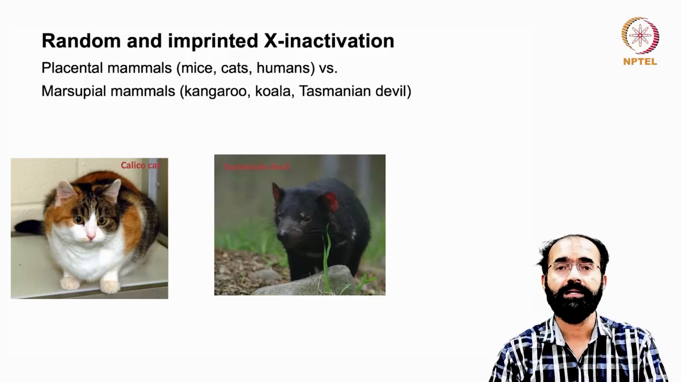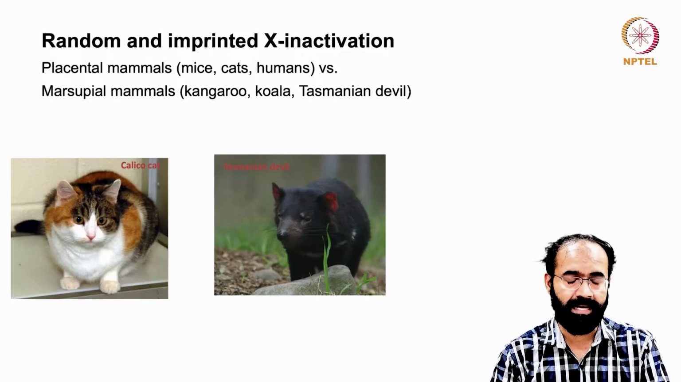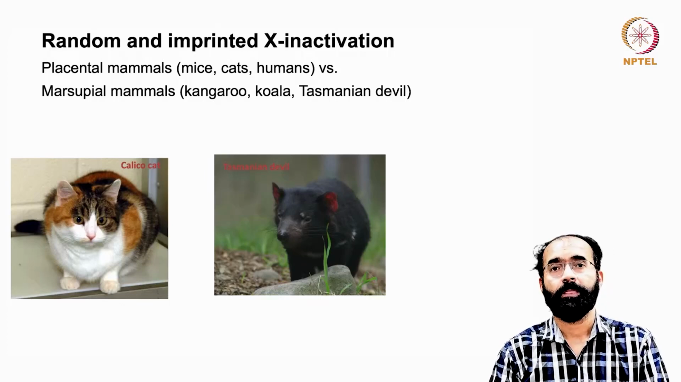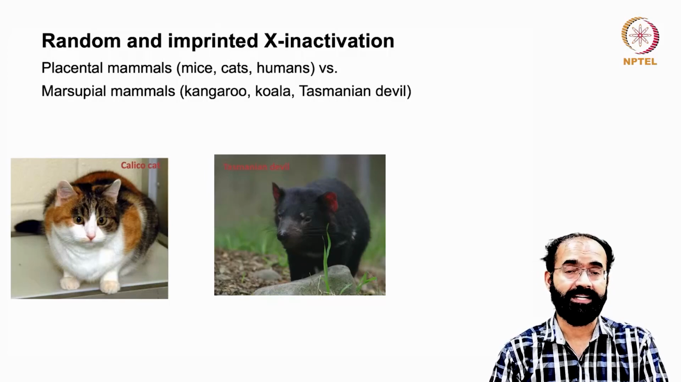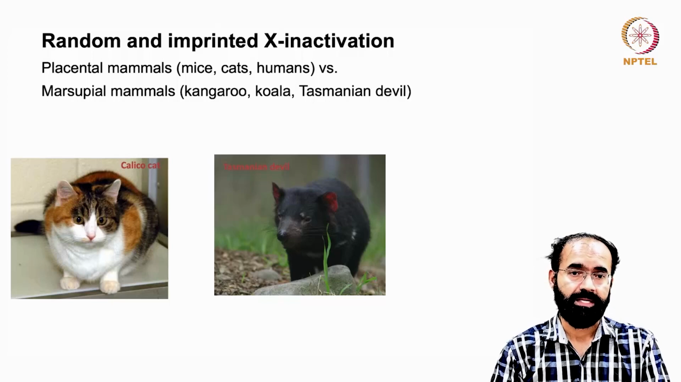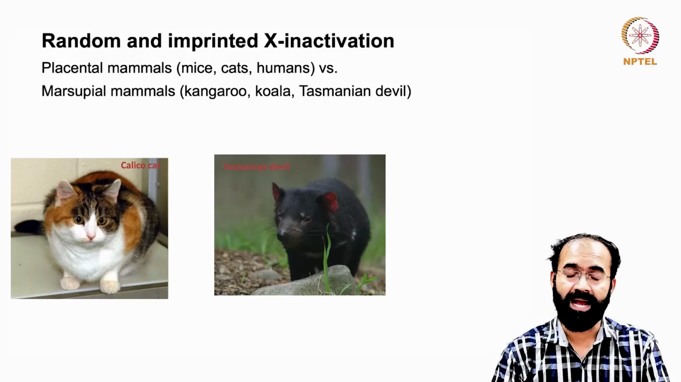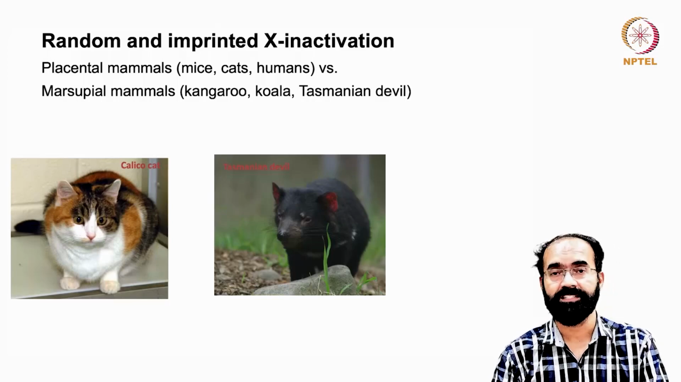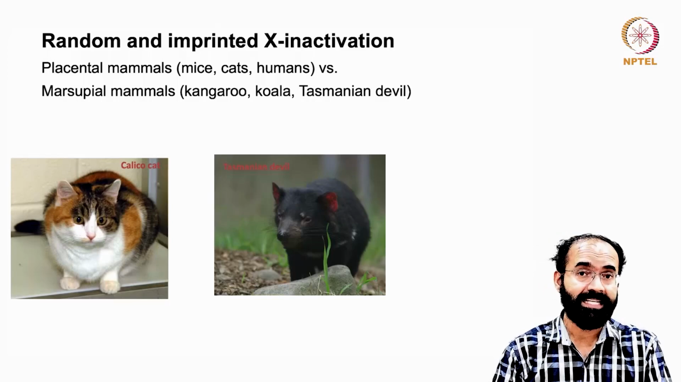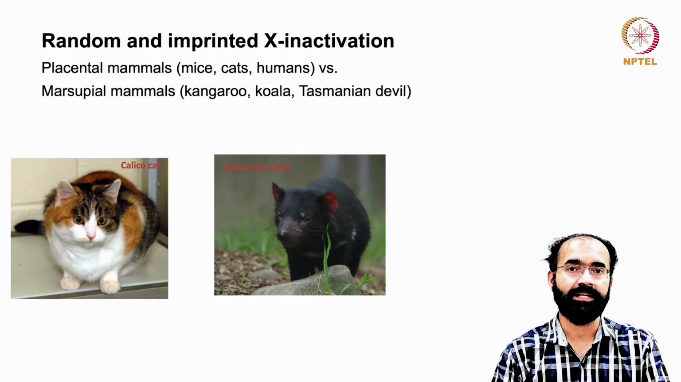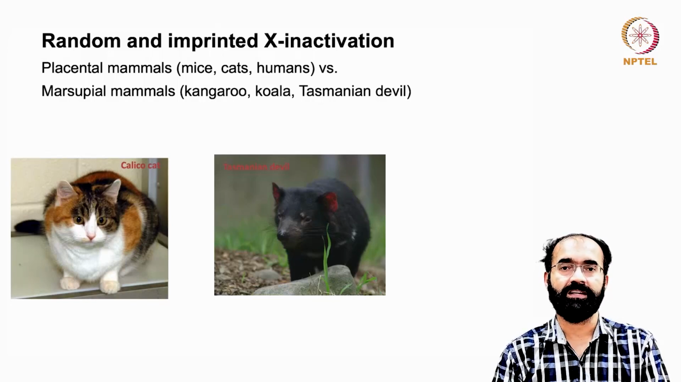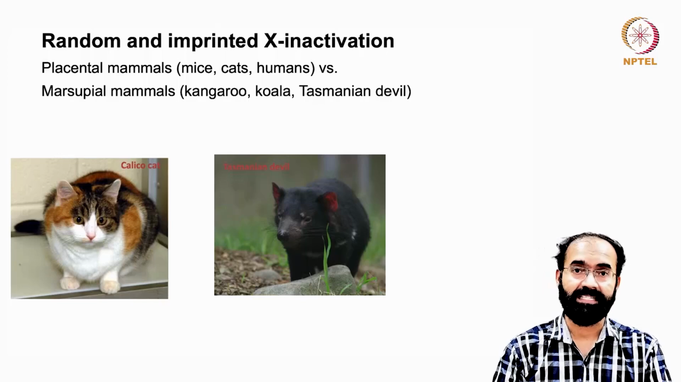These are some animals which follow a unique set of X-inactivation, in which by default the paternal copy is inactivated. Whereas in placental mammals like mouse, cat, humans, etc., it is not like that. Initially, it is the paternal copy that is inactivated. Later, during the developmental stage, there is a selection taking place.